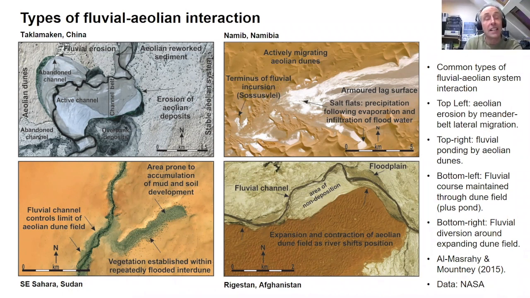Bottom left, from the Sahara, examples of fluvial systems that pass all the way through dune fields, and they might have areas where they pond water during the flood season, for example. And then in the bottom right, the fluvial system is being diverted around the growing edge of an expanding dune field. The dune field is expanding, and the fluvial system is getting shifted sideways as a function of that. So it's causing the fluvial system to migrate.